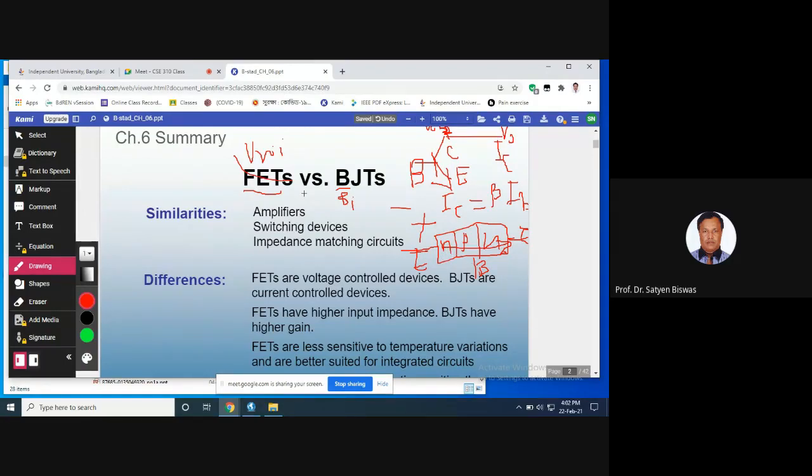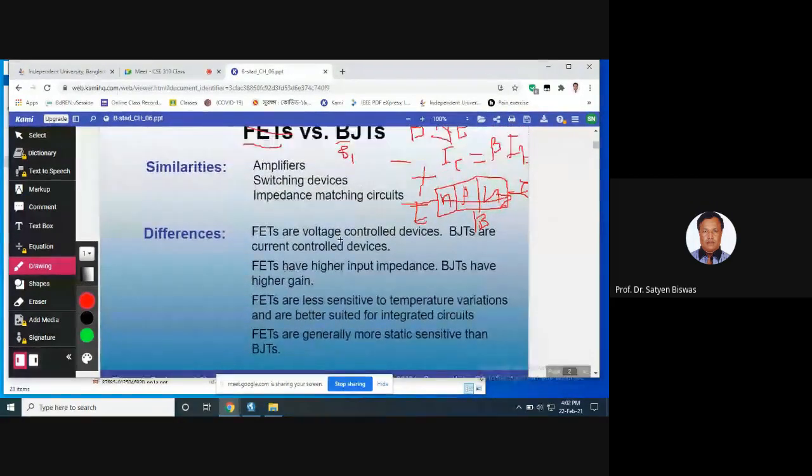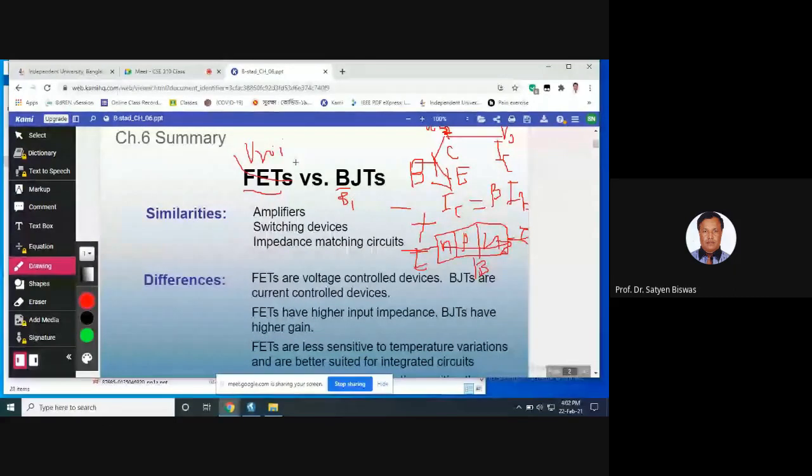Not both. That's why we call it unipolar. That means one pole, one polarity. We'll study more details later. This is very important, because when you go for an interview, most of the time they ask the question: what is the difference between BJT and FET? The BJT's name is always coming as bipolar, but why is the FET unipolar?